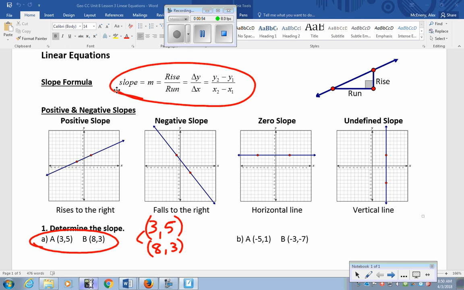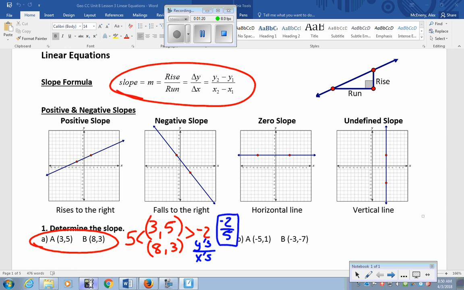And then what I have them do is subtract the coordinates. So if I do bottom minus top, it'd be 8 minus 3, which would be 5. And then bottom minus top, 3 minus 5 would be negative 2. And then what you do is you take the difference in the y's and divide it by the difference in the x's. So like in this case, it would be negative 2 over 5.